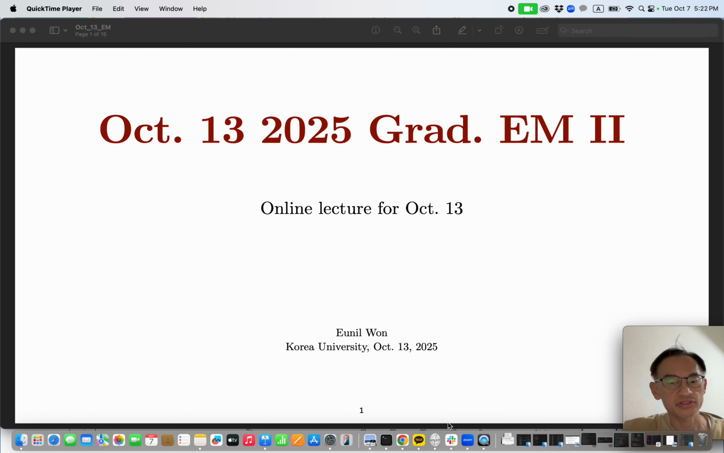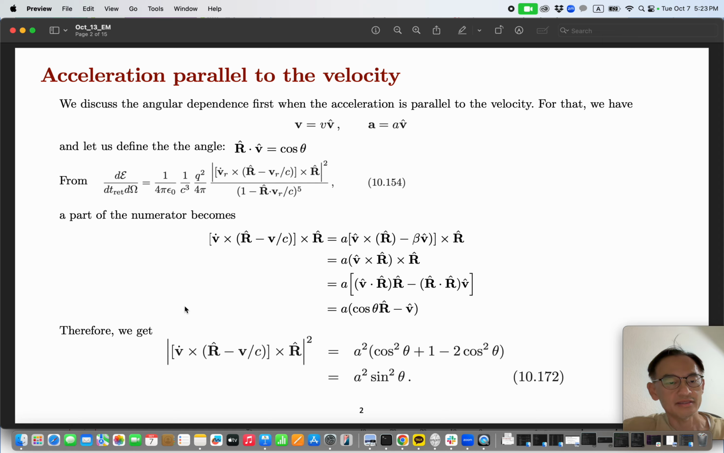Anyhow, I'd like to finish chapter 10. We have a fairly long list of computation. Not that difficult, but it's lengthy. We are going to have two different cases. The first one is the acceleration parallel to the velocity, and later on, we also discuss acceleration perpendicular to the velocity. We want to calculate the angular distribution and power. So for that, let's talk about acceleration parallel to the velocity.